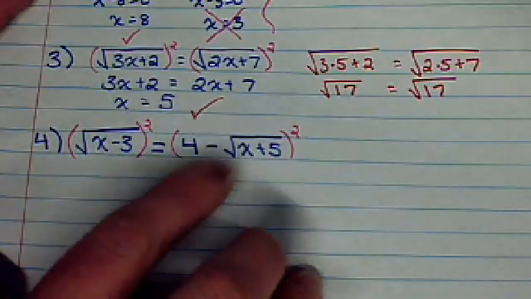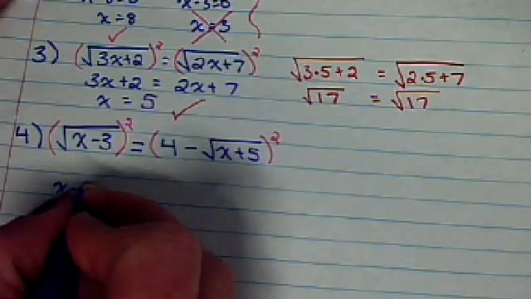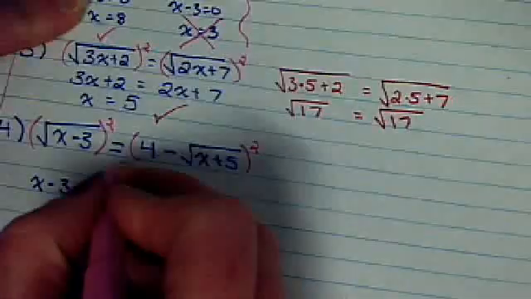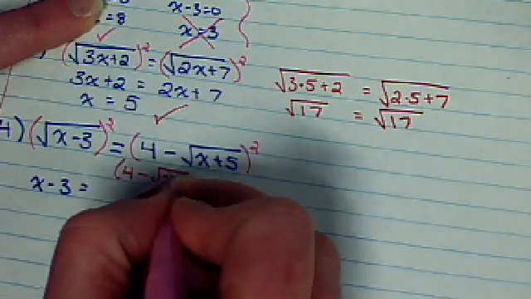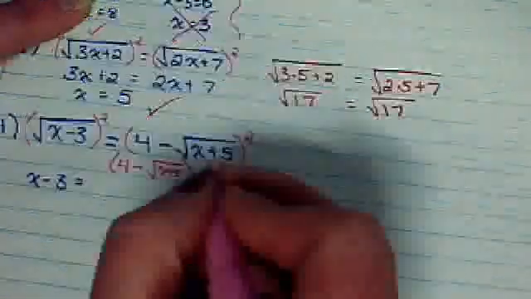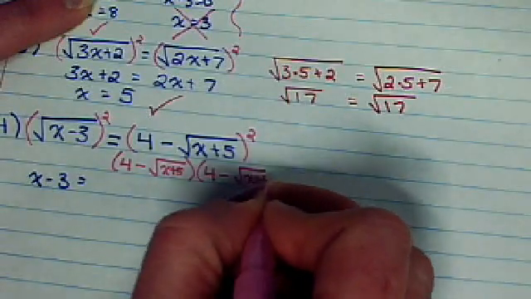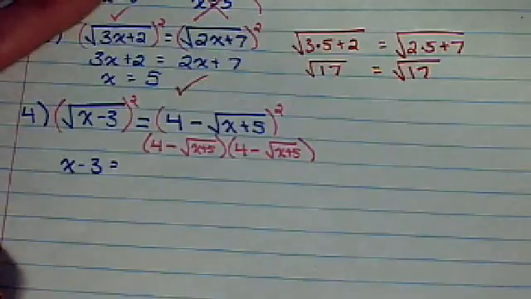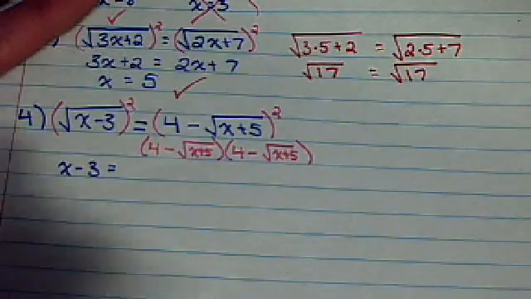Now I want you to be careful over here on this side. I'm going to actually help you write it out. The left side I know is just going to be x minus 3. That one's easy. Over here, you're going to mess up if you're not careful. 4 minus that thing times 4 minus that thing. Be super, super careful. So it's okay to do this one step by step if you need to.